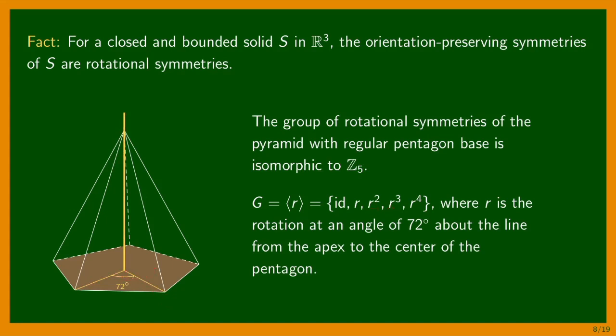Yung r cube, tatlong 72 degrees. Yung r to the fourth, apat. Siyempre, yung limang 72 degrees, 360 degrees. Yun yung source ng 72 degrees. Dinivide ko kasi ang 360 sa 5. At yung group na ito is a cyclic group of order 5, therefore isomorphic to Z sub 5. In general, pag meron kang pyramid na may regular n-gon na base, ang group of rotational symmetries niya ay Z sub n, cyclic. Okay? Can generalize.